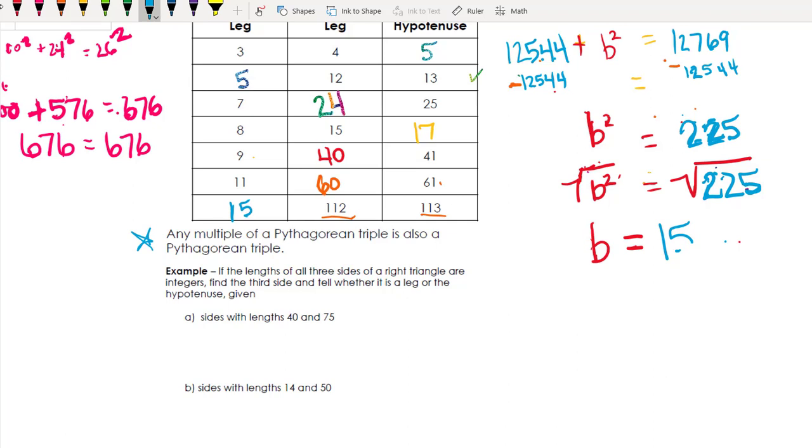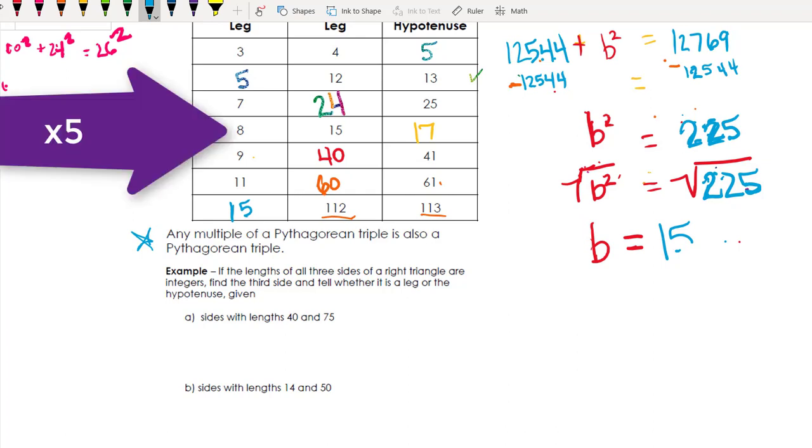I would have to multiply this by 10 to get to 40, but 5 times 10 does not give me 75, so I don't think that one's it. But what if I take this and multiply 8 times 5, I get 40. 15 times 5, is that 75? Yes, it is. So I have 8 and 15, and this last number is 17. So I multiplied by a scale factor of 5, and I got 40 and 75. So those two are legs.